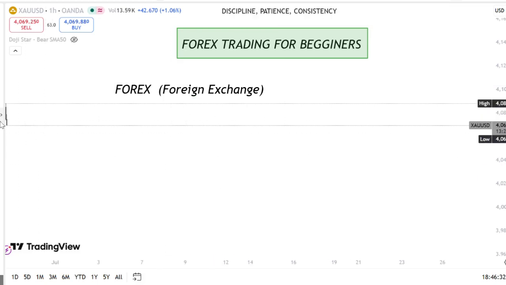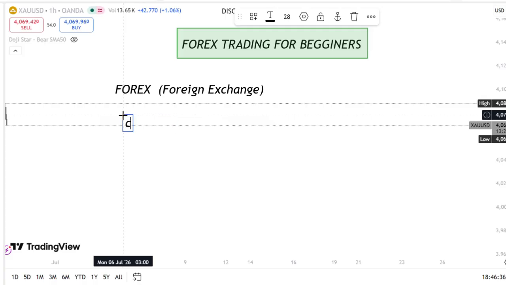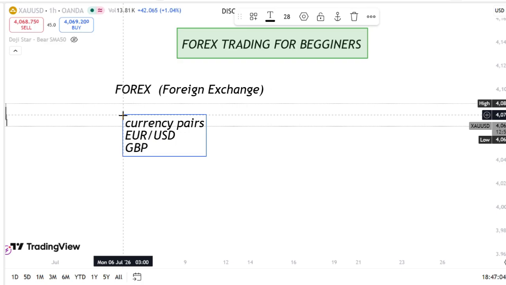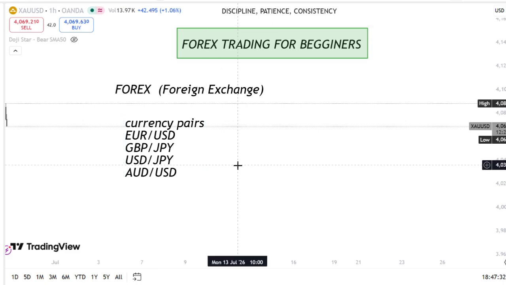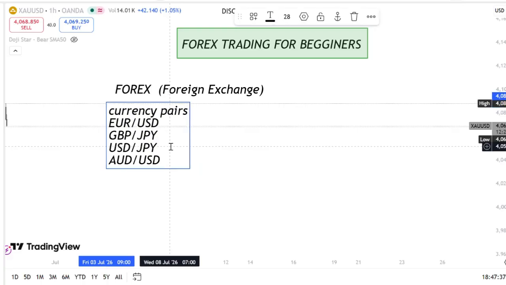Talking about currency pairs, we have EUR/USD, GBP/JPY, USD/JPY, AUD/USD. And there are many of them in the Forex market, but these are the few that I can mention.